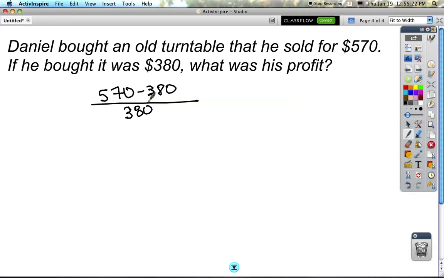I do not want you to always go by the first number. You've got to read the problem, because if you just look at the numbers, you're going to make a mistake here. Okay? He originally bought it for $380. That was the original price. He sold it for $570. So you're going to say $570 minus $380 divided by 380. So, what was his percent profit? So he made 50%.